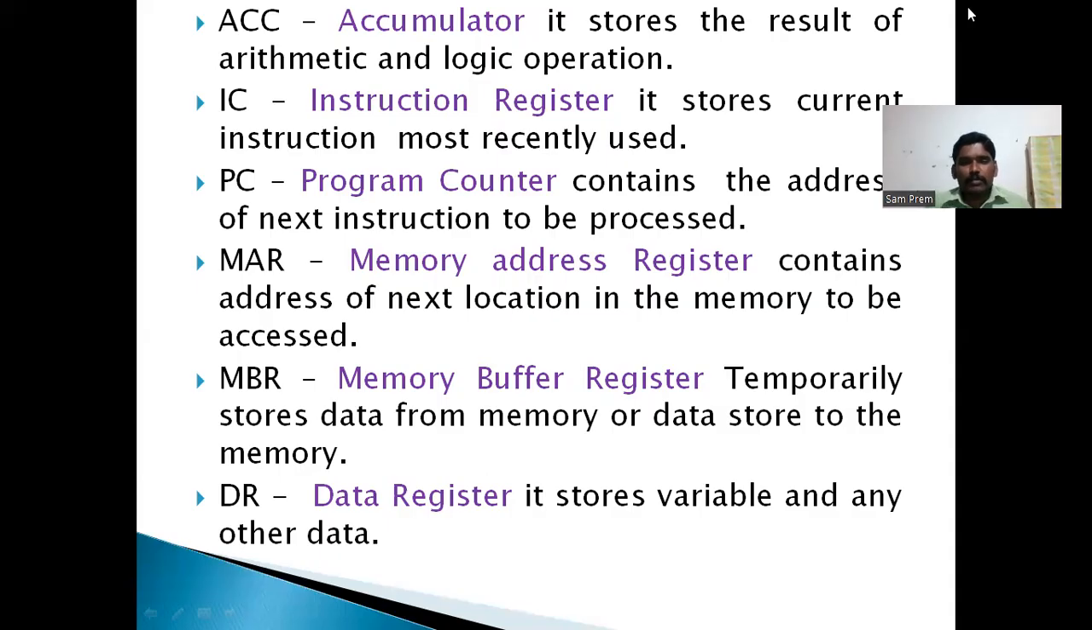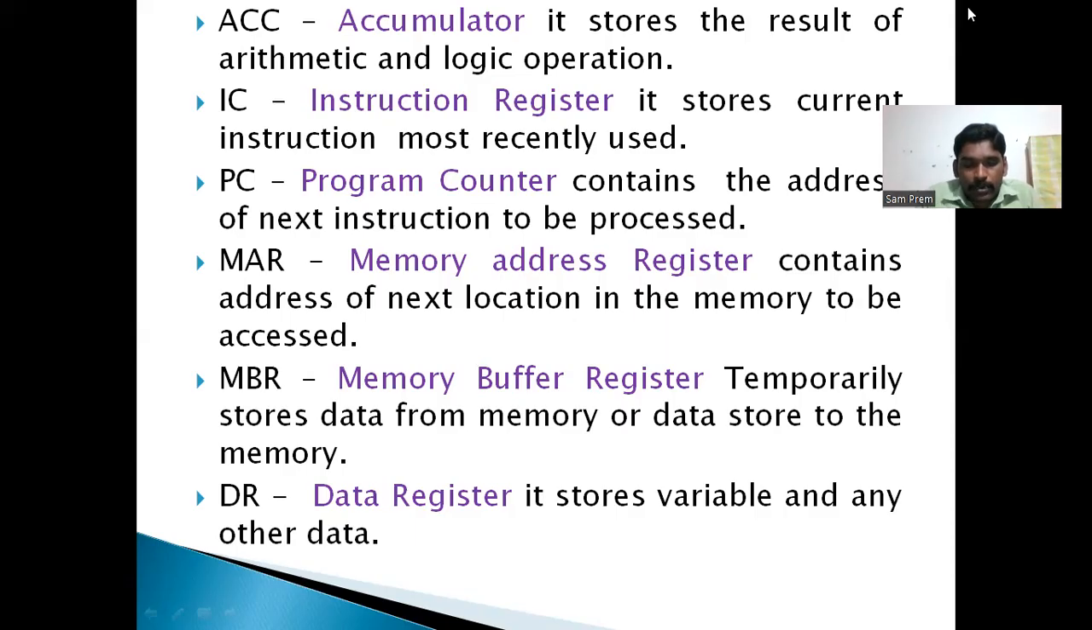Next one, MAR. MAR is the memory address register. It contains the address of the next location in the memory to be accessed. And then MBR, the memory buffer register. It stores data temporarily from memory, or data to be stored to the memory. Okay, this is the MBR. The data will be stored temporarily in the register MBR. Another one, DR. This is the data register. It stores the variables and any other data in the registers. Okay, this is the DR.